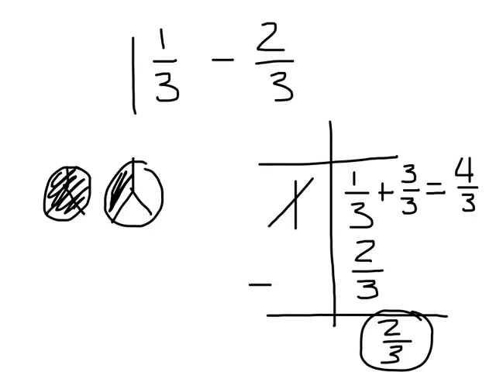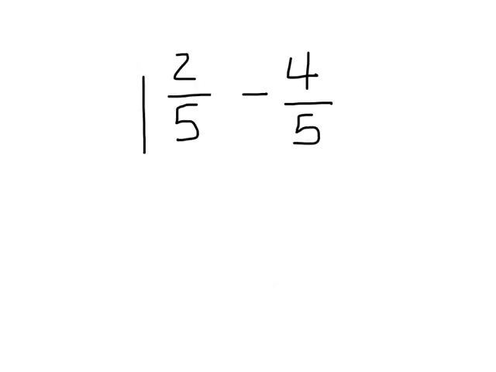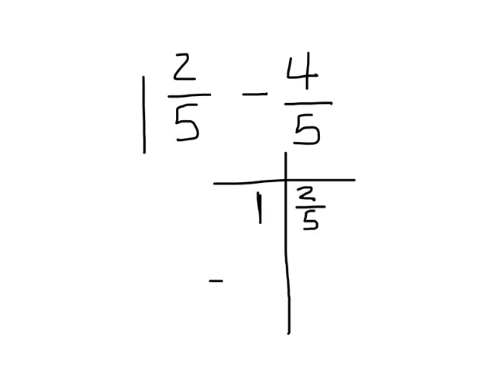I know this might be tough. Let's look at another example, and by the end you're going to be experts. 1 2/5 minus 4/5. Again, I'm going to set up my t-chart. I've got 1 2/5 minus 4/5. I can't take 2/5 minus 4/5 because 4/5 is larger than 2/5. So I have to borrow.